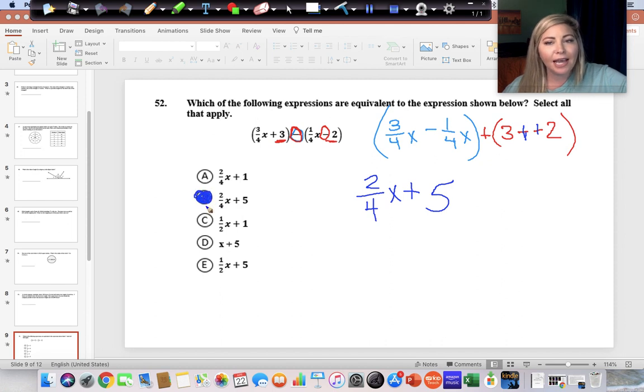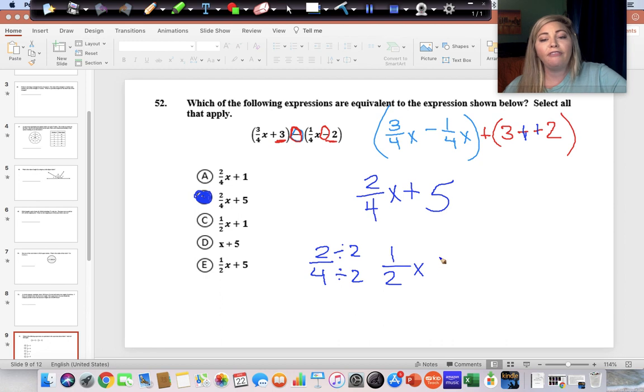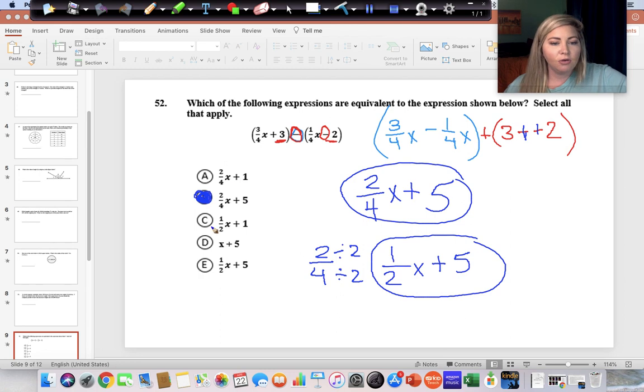But it did say select all that apply. Whenever it says that, I am almost 99% sure that every single time there is going to be more than one answer. So that is one of your answers. But if you look here, our fraction can also be reduced. 2/4 is not simplest form. You can reduce it by dividing the top and bottom number both by the same number, which is 2. 2 divided by 2 gives us 1. 4 divided by 2 is 2. So we have 1/2 x plus 5 as well. That is also a correct answer. And so that is E. So E is also correct.